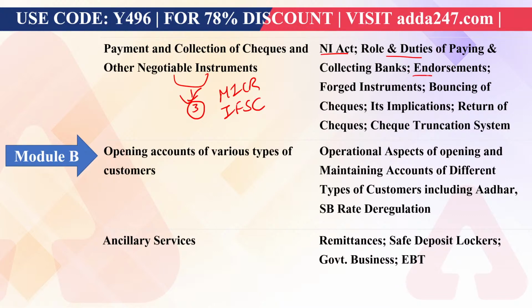Then endorsement: what endorsement is, how endorsement is done, what forged instruments are, what bouncing of a cheque is, what cancellation of a cheque is, what dishonor of a cheque is, then its implications, return of a cheque, the types of cheques, and the Cheque Truncation System 2010. So we have to cover all these things in the payment and collection of cheques. There are also certain different types of cheque systems.